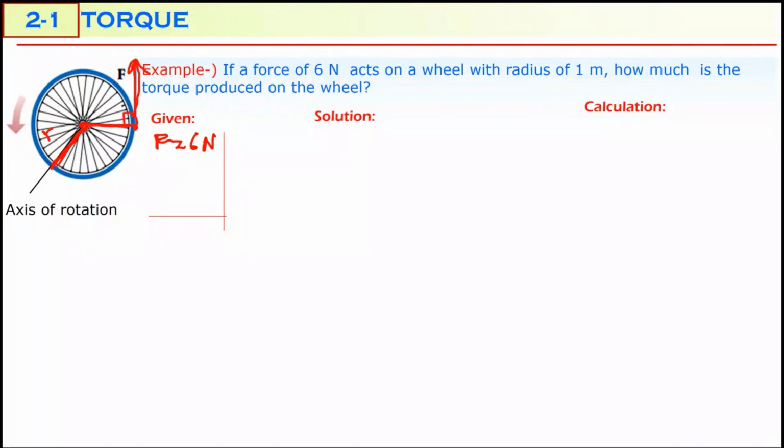Distance r. So tell me, how much is the distance here? It's 1. It is the radius of the circle. So r is equal to 1 meter, the same as the radius of the circle. Now calculate the torque. How much is the torque here?